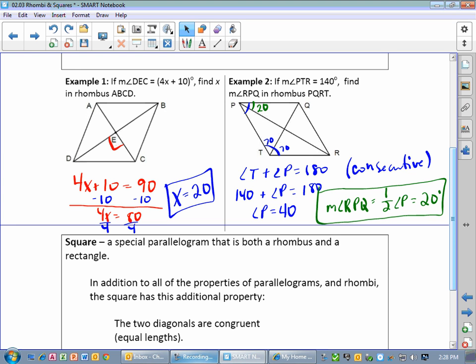PTR, we were told was 140. How do we find RPQ? Well, angle T, so this angle right here and this angle are consecutive angles. So they have to add up to 180. Okay, so we know angle T, which is also known as PTR, is 140. So this has to be 40. So this angle up here in this corner, this whole thing has to be 40. But RPQ is half of that.